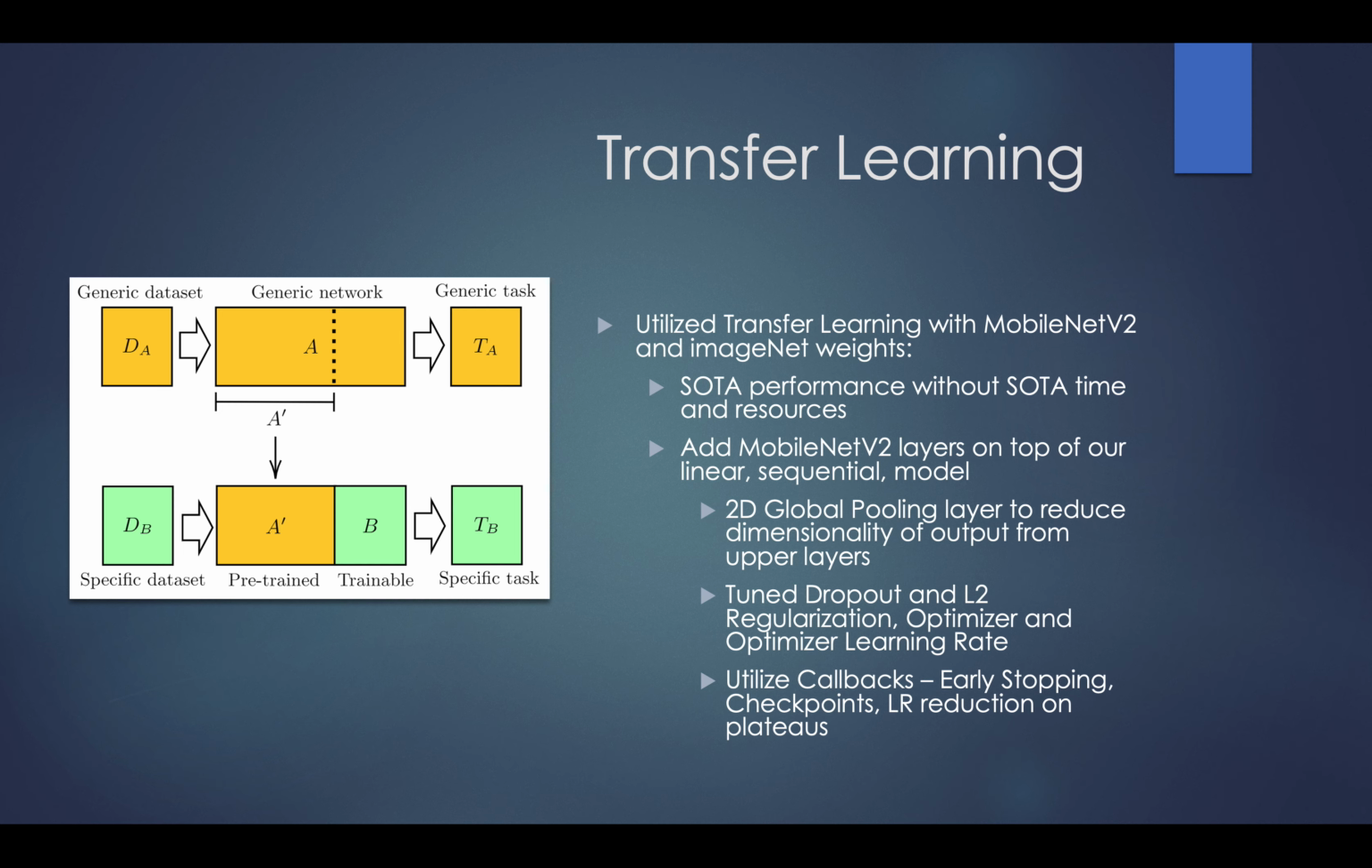And we again want to add those MobileNet v2 layers on top of our linear sequential model. And we added a few layers after that. So we added a 2D global pooling layer to reduce the dimensionality of the output from all of those upper layers of MobileNet v2. And we also tuned our dropout, L2 regularization, our ridge regression, our optimizers, and our optimizer learning rate just to help fight overtraining and help our model converge. We also utilized several different technologies such as early stopping, checkpoints, and learning rate reduction on plateaus as well.